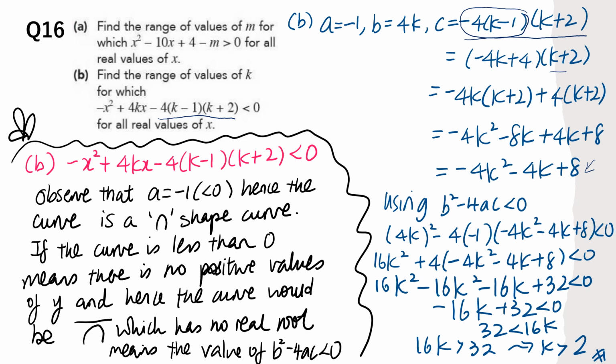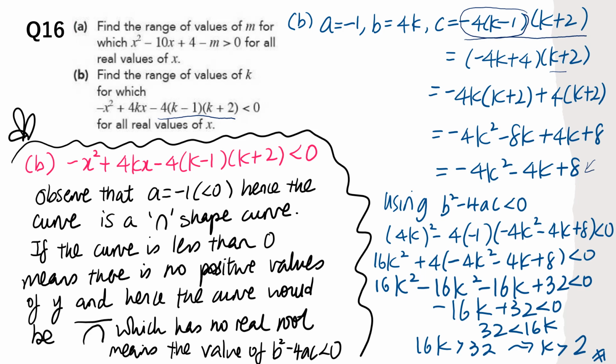Observe that a is equal to negative 1, less than 0, hence the curve is an N-shaped curve. If the curve is less than 0, it means it's entirely below the x-axis. So therefore it has no real roots, therefore b squared minus 4ac is less than 0. Okay, so I should have shown this part first, but never mind. I think we've done enough questions that now your concepts should be very, very sound.